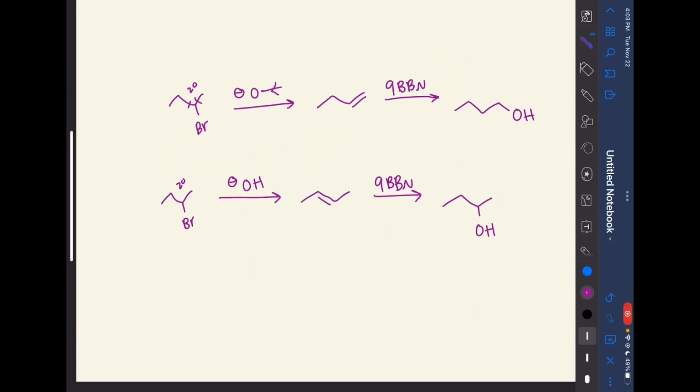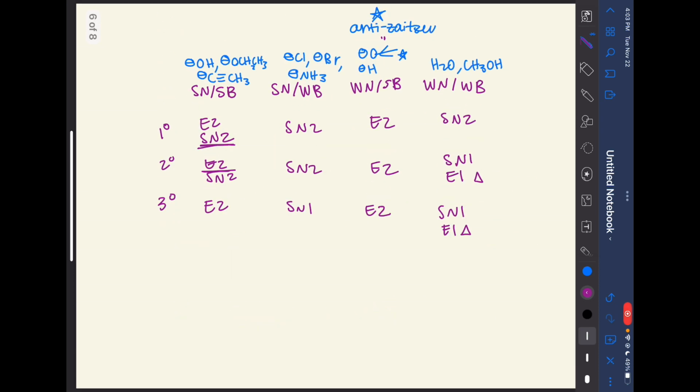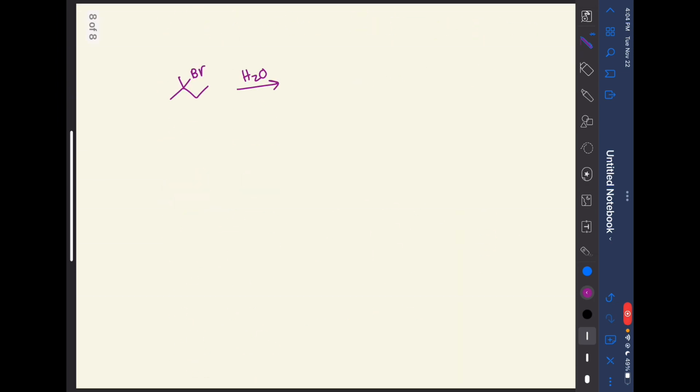And let me just give one more example to just make it really clear. So if we start with this tertiary, and we throw in water, tertiary, water, tertiary. No heat, so we're going to do SN1. Substitution. So an alcohol will be substituted for the bromine.